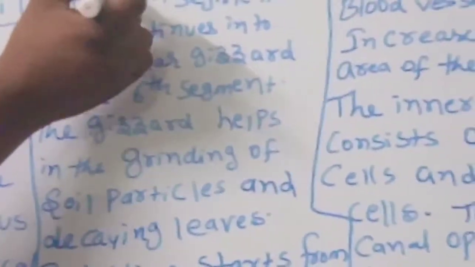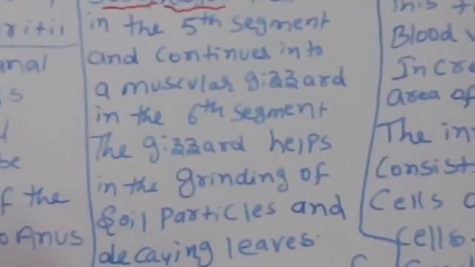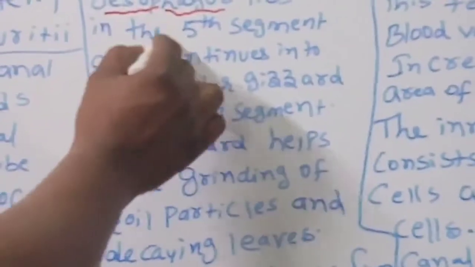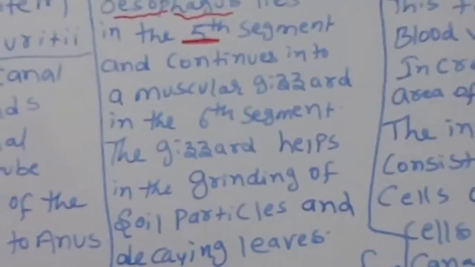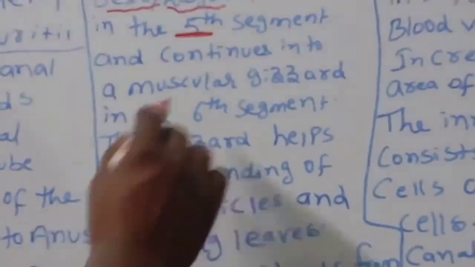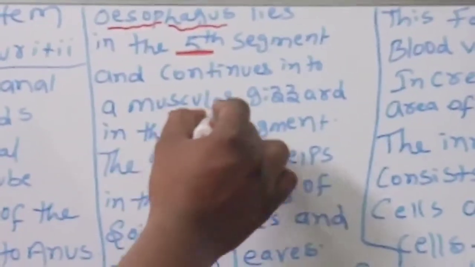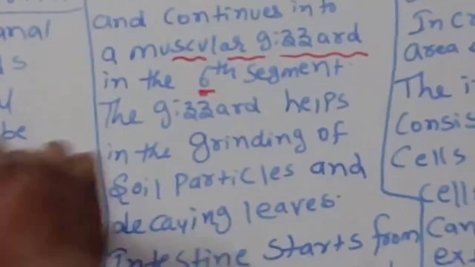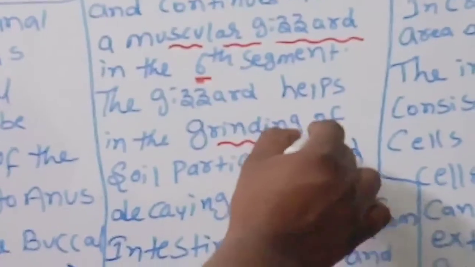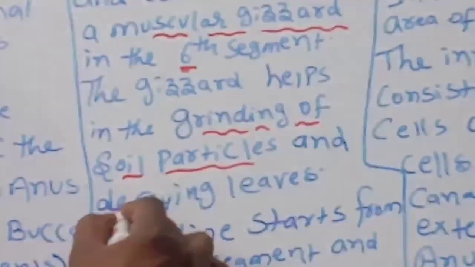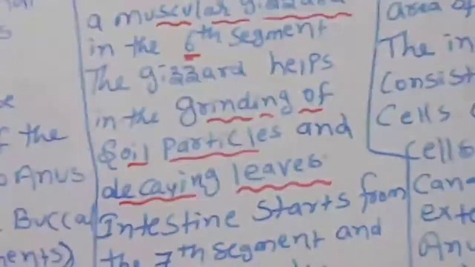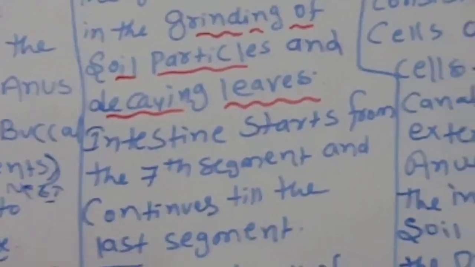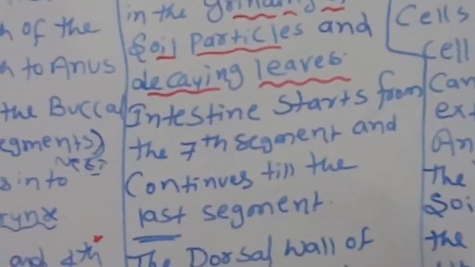Next, a small narrow tube, the esophagus, lies in the fifth segment. Very important. It continues into a muscular gizzard in the sixth segment. The gizzard helps in the grinding of soil particles and decaying leaves.